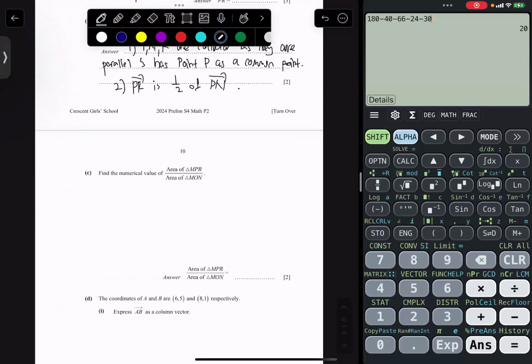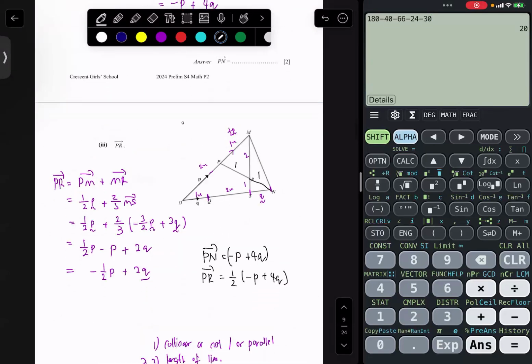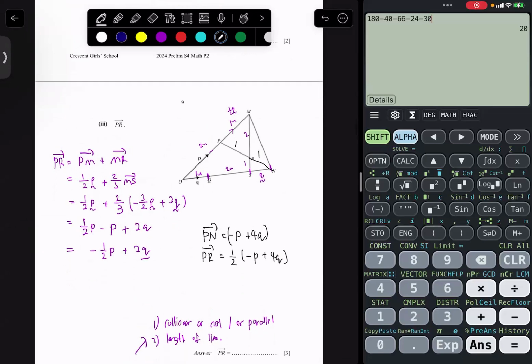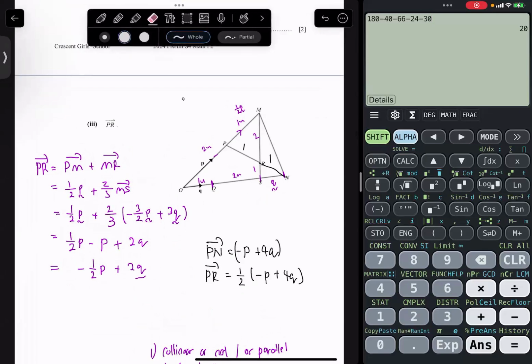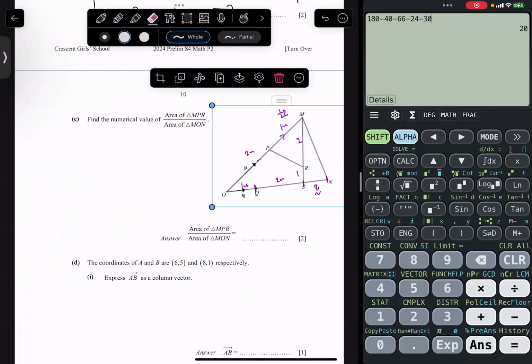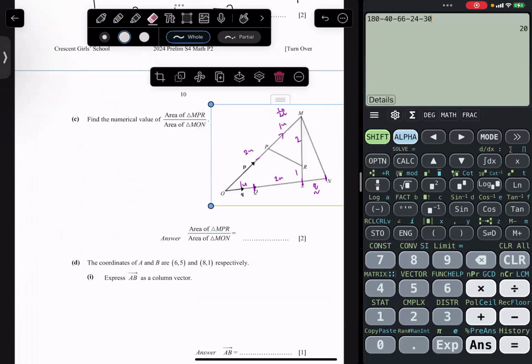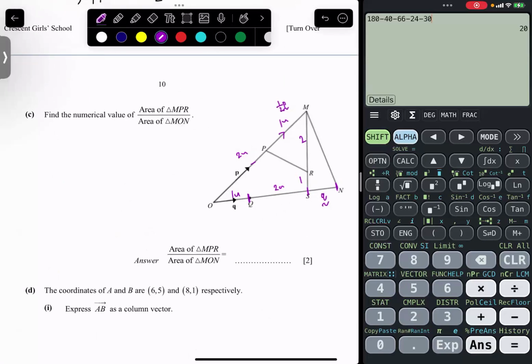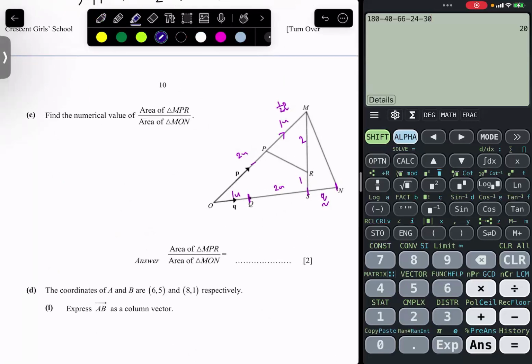Find the numerical value of area MPR over area MON. MPR over MON, to the whole triangle.